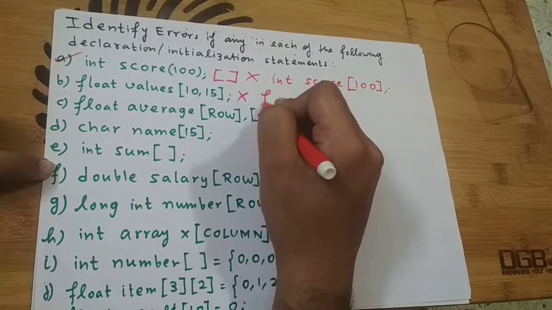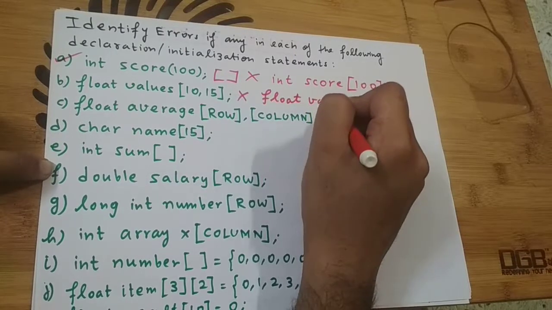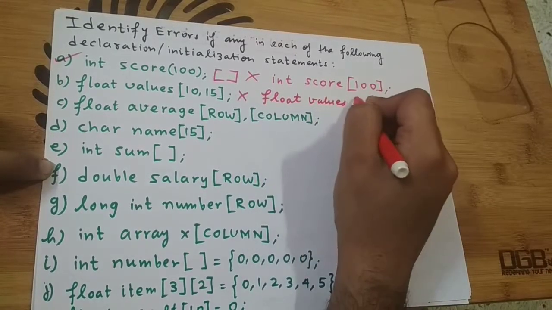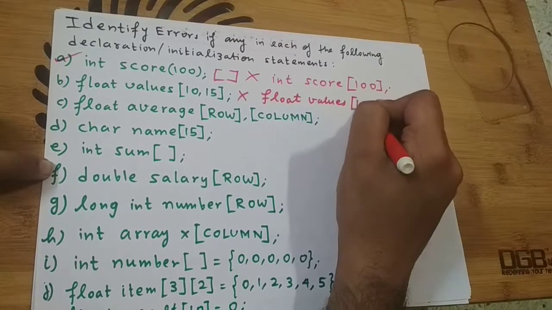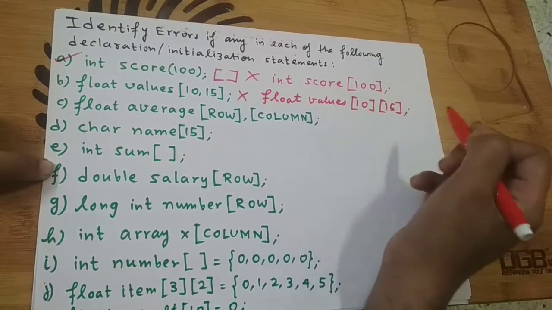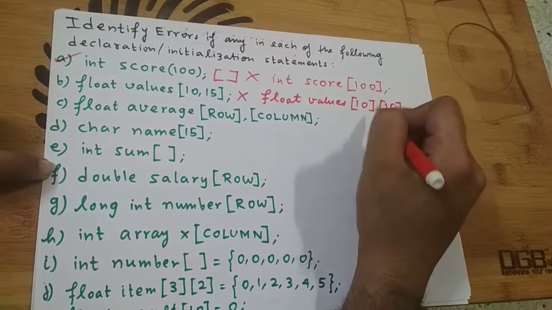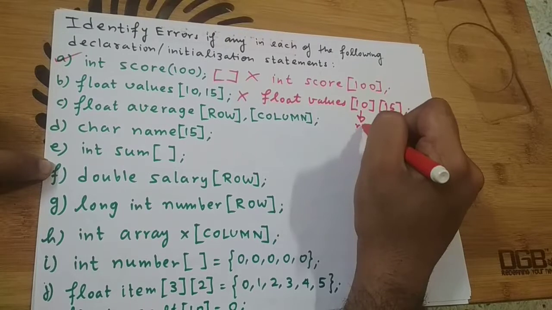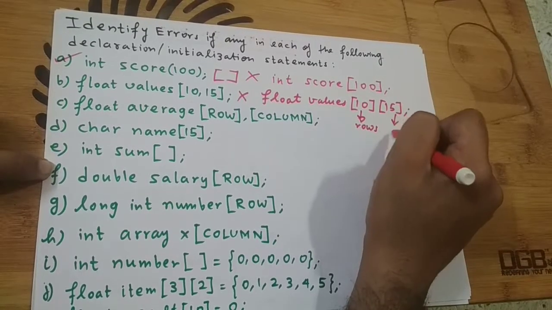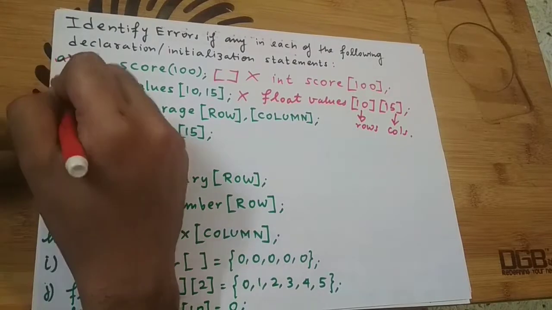So how this should be done is float values. So I have two values, right? 10 and 15. So each of them should be in separate dimensions. That means this is a matrix with 10 rows and 15 columns. Remember, this represents the number of rows and this represents the number of columns. Okay, so that takes care of number B.